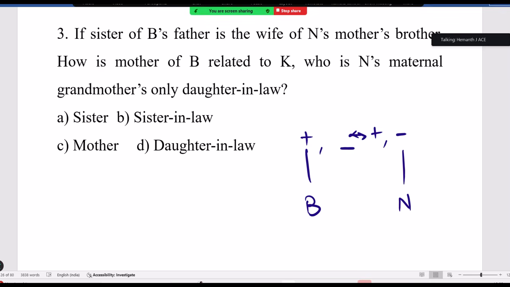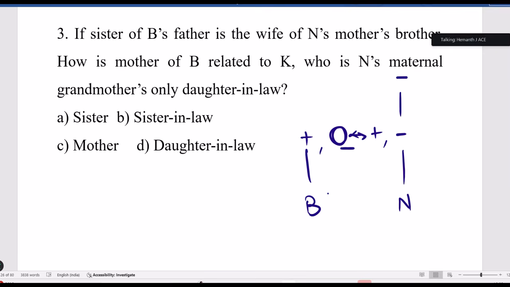How is mother of B related to K? K is N's maternal grandmother. Maternal grandmother means mother's mother. N's mother is the only daughter-in-law, meaning this person's son's wife. Only one son is there for this person. Okay, how is this person related to mother of B?